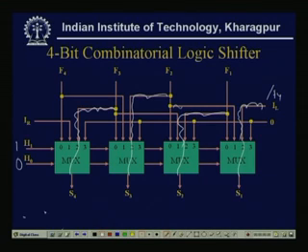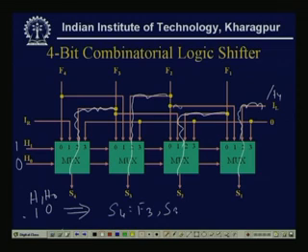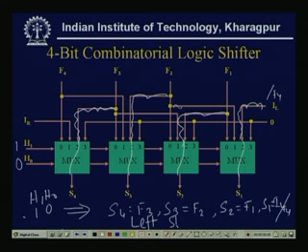So, what do we achieve? For H1 H0 values of 1 0, we get S4 equal to F3, S3 equal to F2, S2 equal to F1, and S1 is some IL, or if it is periodically connected, then it can be F4. So, it is nothing but a left shift, everything is shifted left.